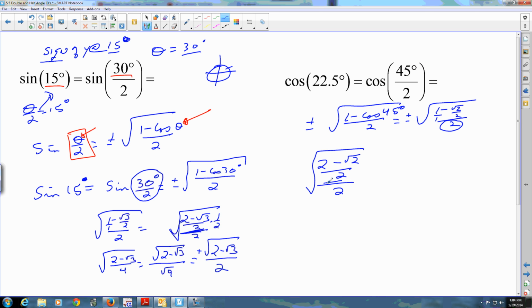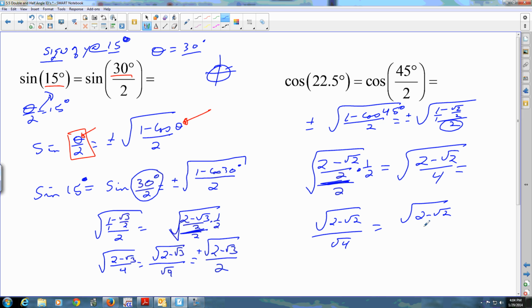You're dividing by 2, so multiply by a half. So that becomes 2 minus the square root of 2 over 4. No, you could not have canceled here. It's still in the square root. Split the square root: 2 minus the square root of 2 all over the square root of 4, which is square root of 2 minus the square root of 2 all over 2. And once again, the sign of the x at 22.5 degrees is positive. So I choose the positive version. No, you don't need to write it because it's positive. If it was negative, you need to write it.